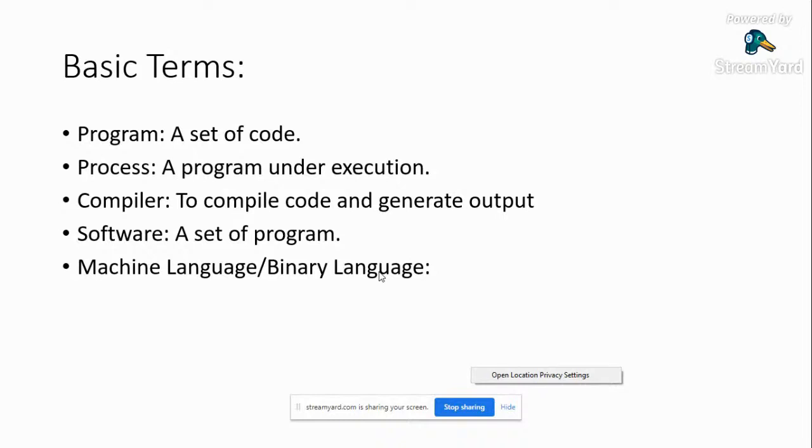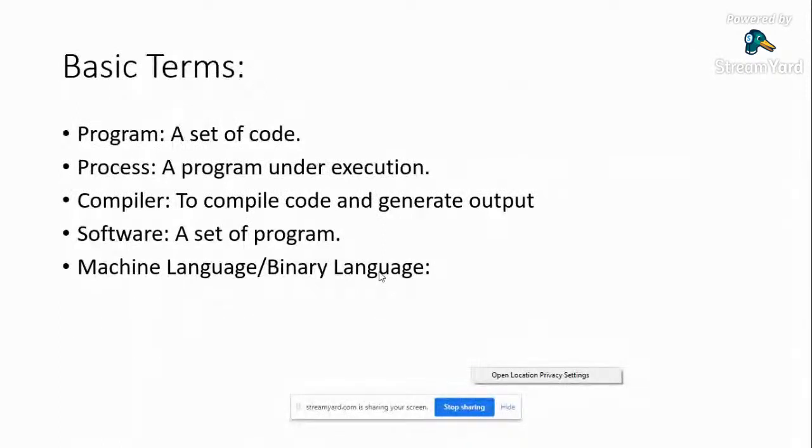The second one is a process, which is a program under execution. So a program under execution is nothing but a process. The third term is a compiler. It is an important one. Whatever code we have written, we need to compile it, and after compilation the code will be generated. The compiler is different for each language: for C it is different, for C++ it is different, for Java there is the JVM, Java Virtual Machine. It varies, and basically it is designed to compile code and generate an output.